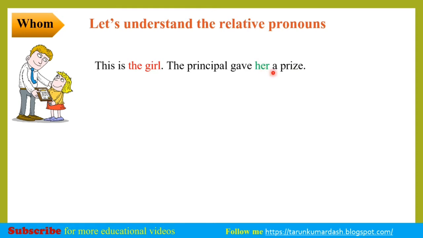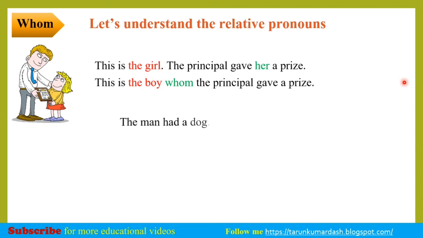So here the word comes as whom. So let's use the word whom as the relative pronoun and make the sentence. This is the girl whom the principal gave a prize.